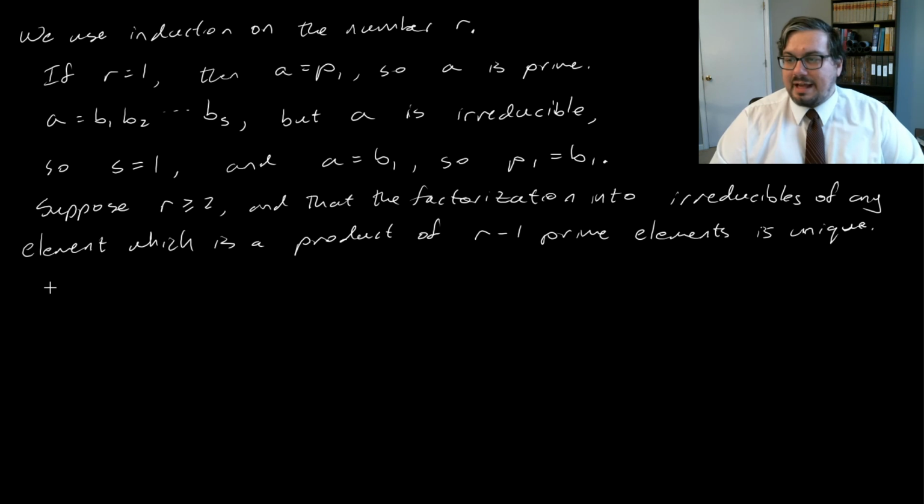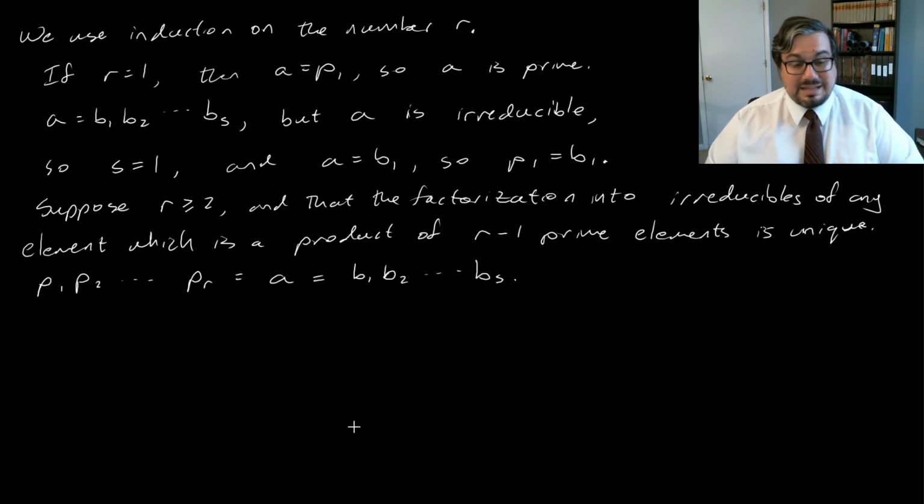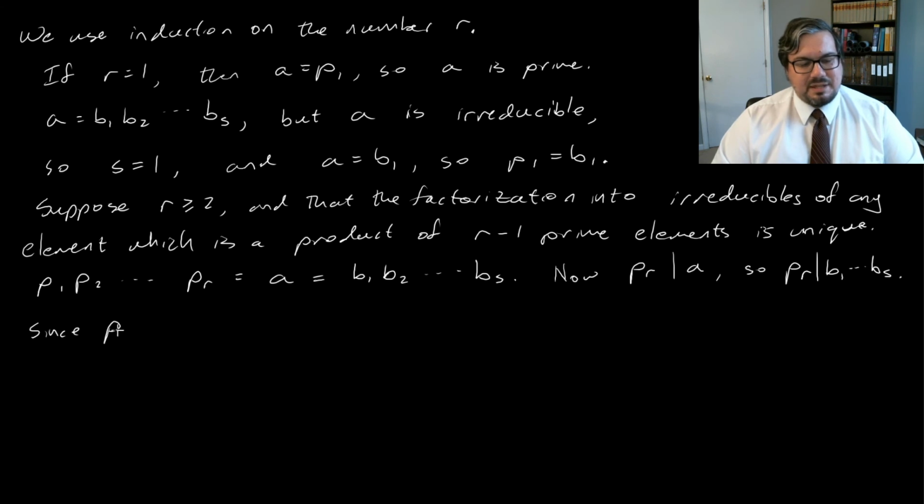Now, we have that A is equal to P1, P2 up through PR, but we also have that A is B1, B2 up through BS. So now we have that PR divides A, so that means that PR divides the product B1 up through BS. Since PR is prime, we have that PR divides BK for some K.